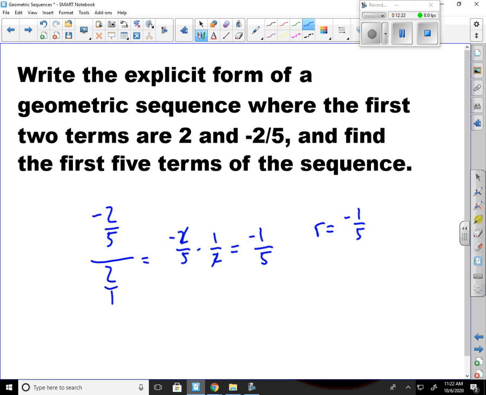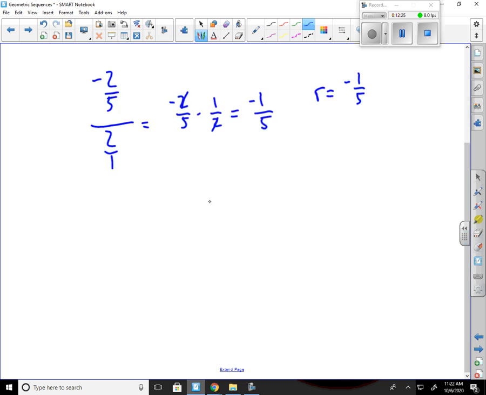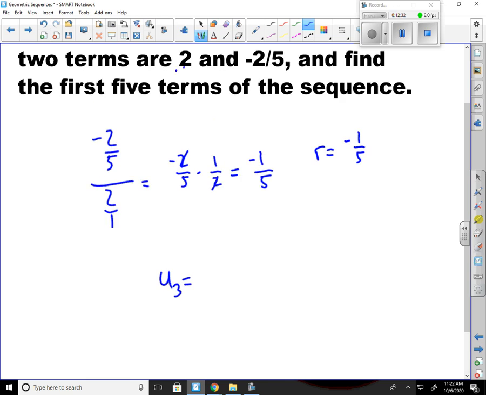It says find the first five terms of the sequence. Now I can use my explicit form to do that. U sub 3 equals U sub 1, which was 2, times negative 1 fifth, and then that's to the 3 minus 1, which is 2. Negative 1 fifth squared gives me 1 over 25. Times 2 gives me 2 over 25.